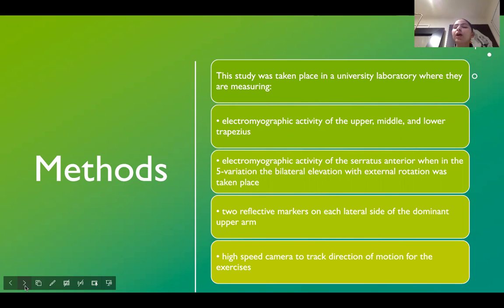Also, furthermore, two reflective markers on each lateral side of the dominant upper arm were being tracked, as well as high speed cameras being used in order to help track the direction of motion and movement during these exercises.